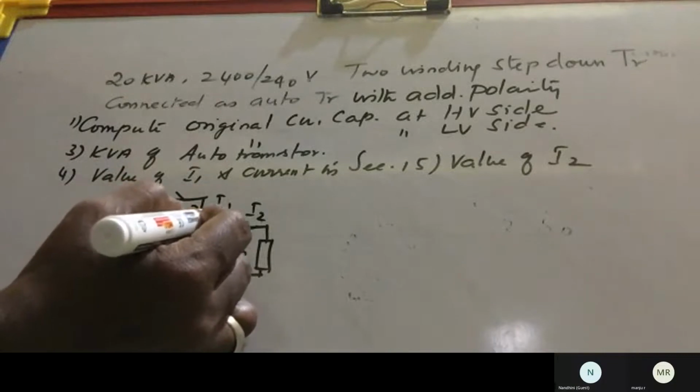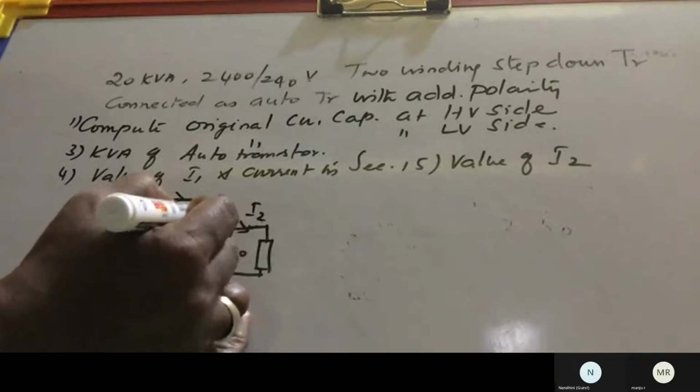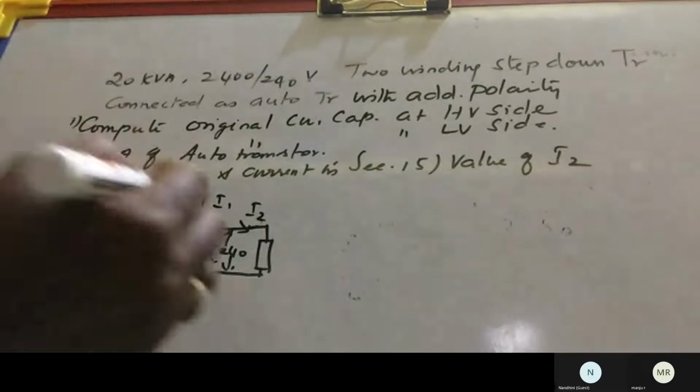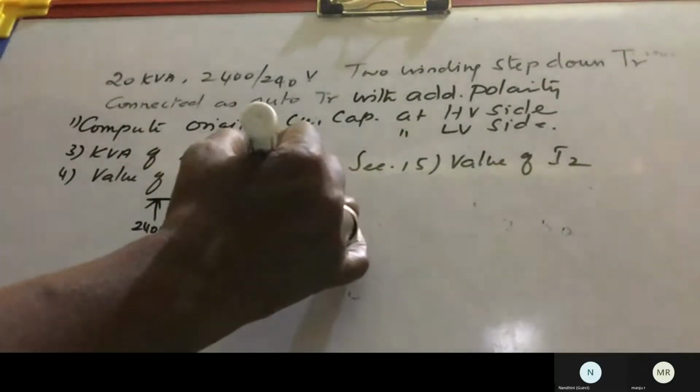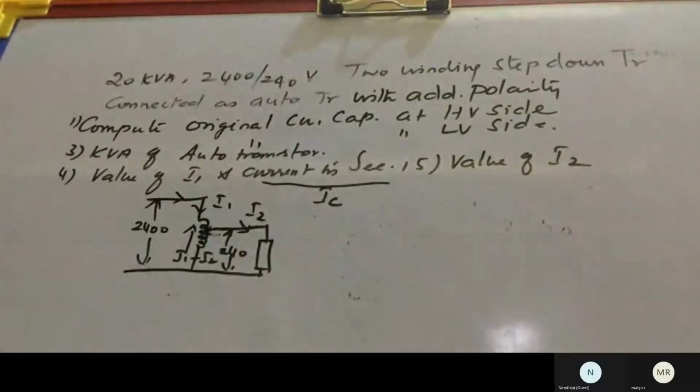As per the KCL law, entering current will be positive, leaving current will be negative. So I1 will be entering, leaving will be I2. So this current will be I1 minus I2. We can take this as the current in the secondary, which can be represented as the common current, the common winding.